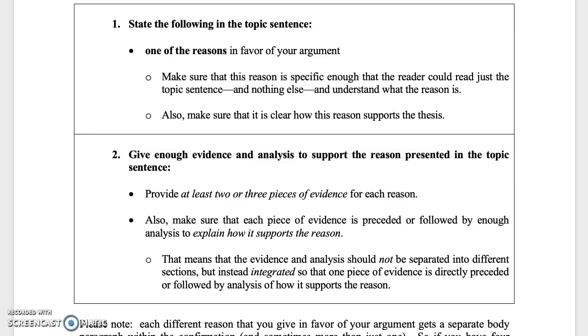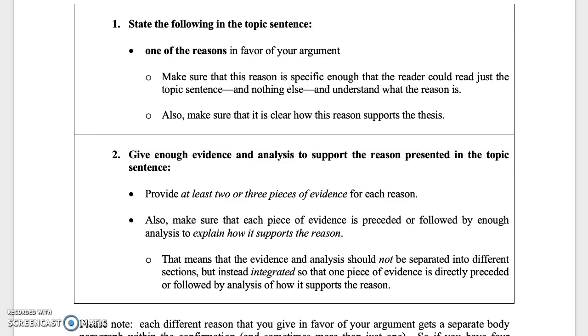And you can use language for your first confirmation paragraph that follows a pattern of "one reason that X, whatever position you take on the subject matter, is true is this." Something like that will work. This reason should be specific enough that the reader can just read the topic sentence and nothing else and completely understand what the reason is. You want people to really get that. And again, this is a reason on behalf of your position on the issue. And of course, you want to make sure that it is connected to one of the reasons in the thesis.